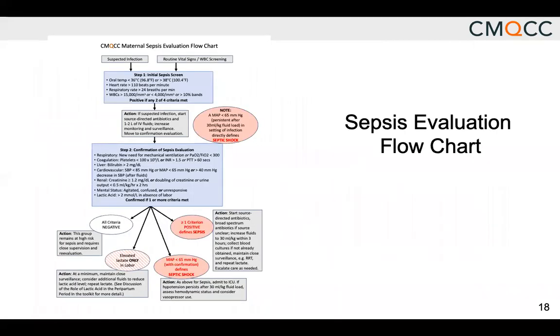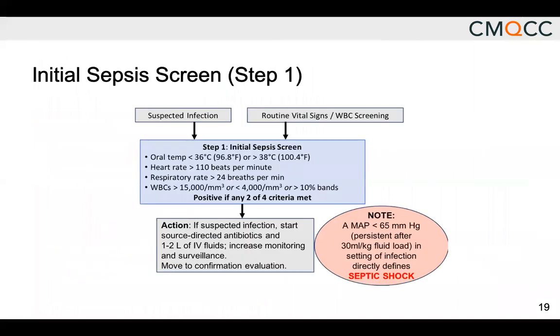So this is the evaluation flow chart that we're going to go through in a stepwise manner momentarily. The next slide shows the first step, which is the sepsis screen preceded by a concern for infection or suspected infection, or just basically a vital sign screening as in a MEWS setting. So again, an oral temp over 38, a heart rate over 110, a respiratory rate over 24, or a white cell count over 15. You are positive if any 2 of these are met.